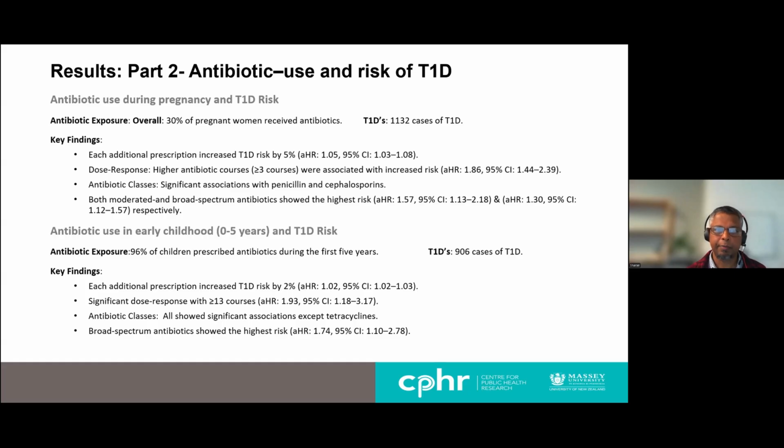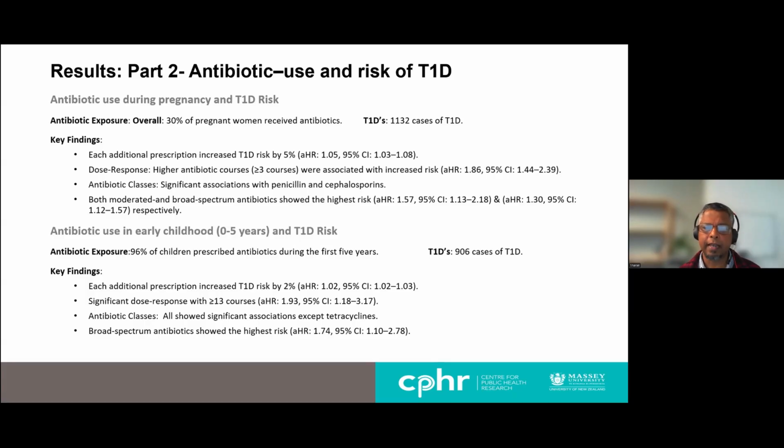And we did several different types of analysis. The first one, we used antibiotic as a continuous variable. We also did what we call a dose-response relationship, and we found that there was a dose-response relationship. We had several categories. In the case of during pregnancy, we had the reference group which was 0, then we had 1, 2, and then greater than 3 courses. And we found that mothers who were prescribed more than 3 courses of antibiotics had children at an 86% higher risk of developing type 1 diabetes.